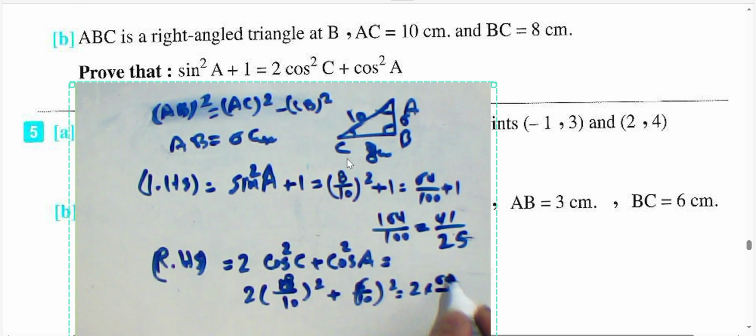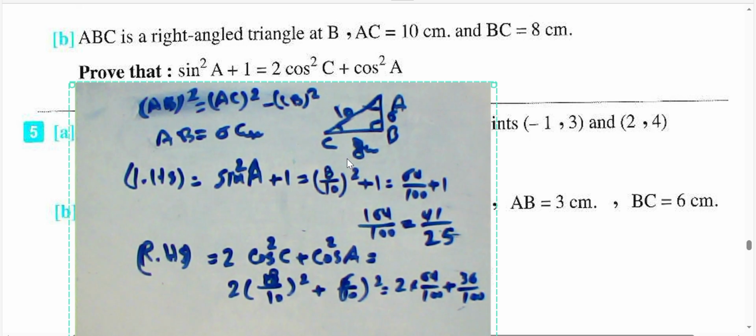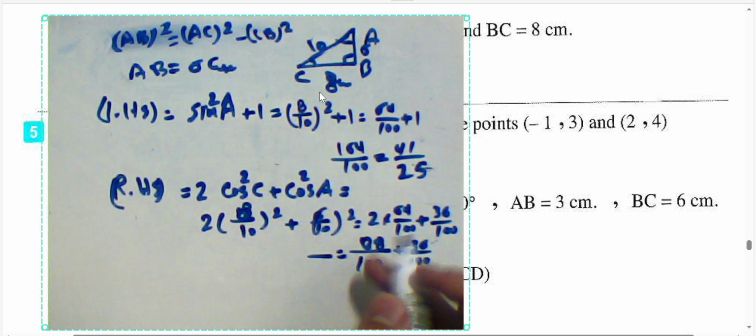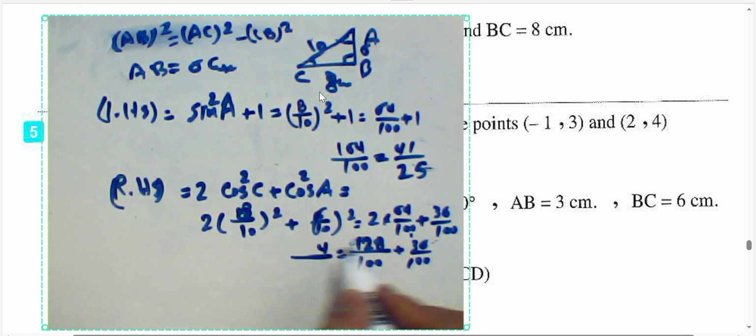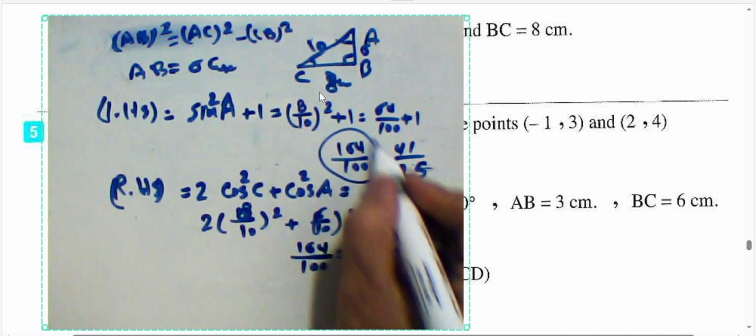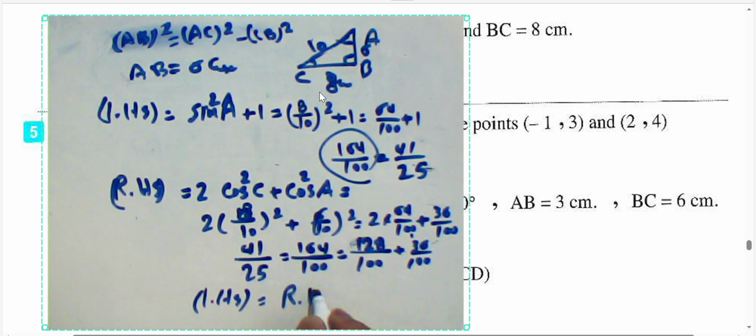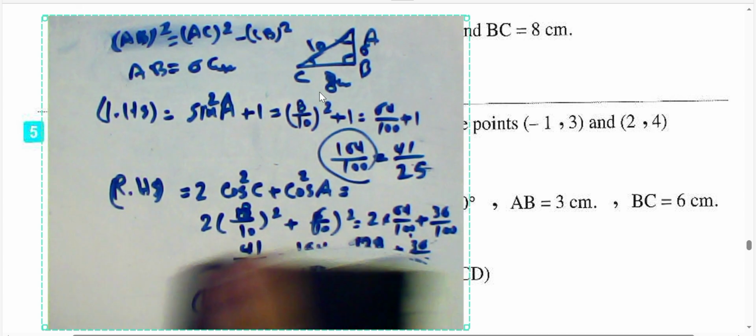8 power 2 is 64 over 100, plus 6 power 2 is 36 over 100. You can sum this with me. 2 times 64, 128, plus 36 over 100. Then we have 128 plus 36: 6 plus 8, 14, write 4 and carry 1, 4 plus 2 is 6, write 1. It is the same number, equal to 41 over 25. The left hand side equals the right hand side. They are equivalent.